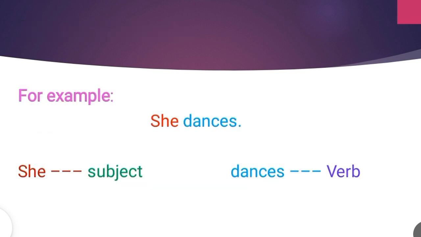For example, she dances. In this sentence, she is the subject because the sentence is describing she, and dances is a verb because it is showing the action or state of she, which is the subject, and here dance is the verb.